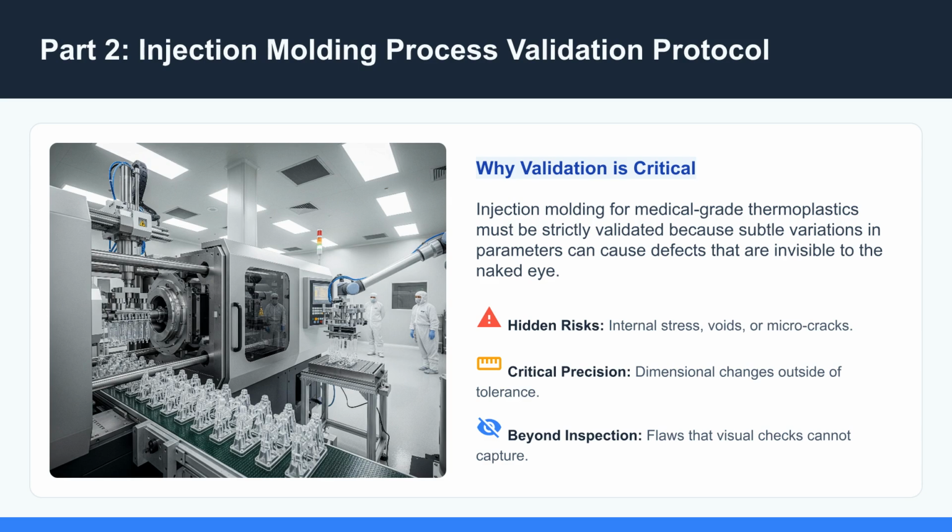Injection molding process validation is critical for medical-grade thermoplastics. Subtle parameter variations can cause invisible defects like internal stress or microcracks. Validation ensures precision and eliminates flaws that visual inspection cannot capture.